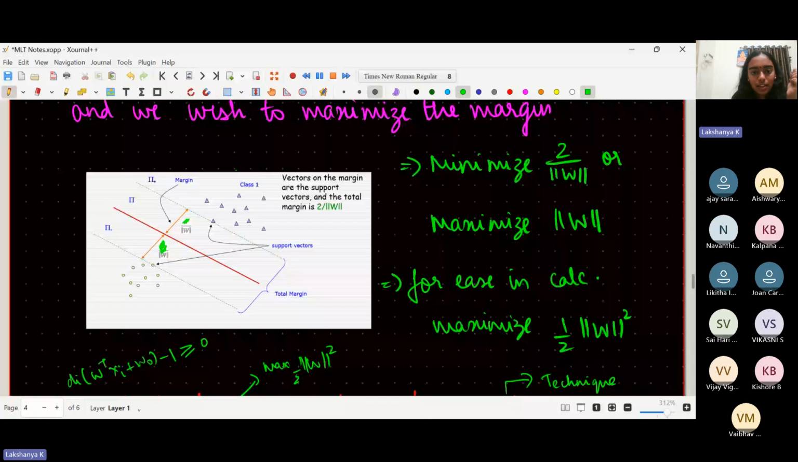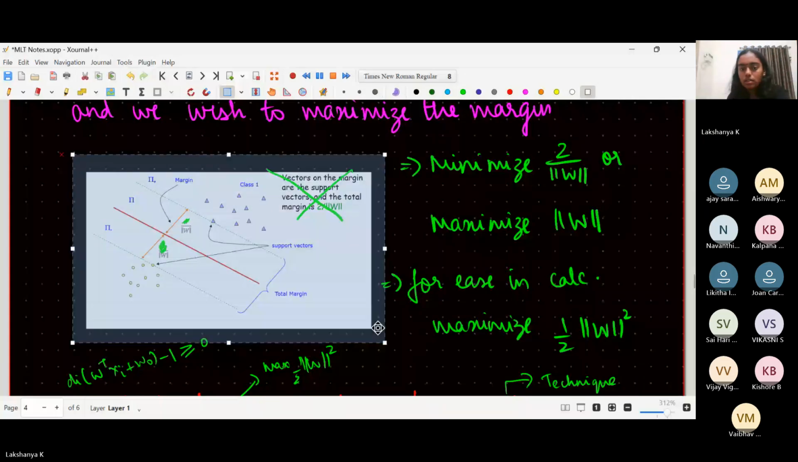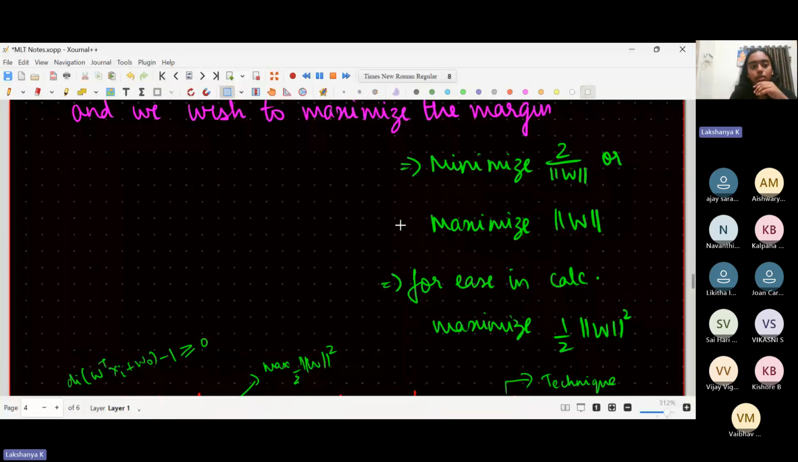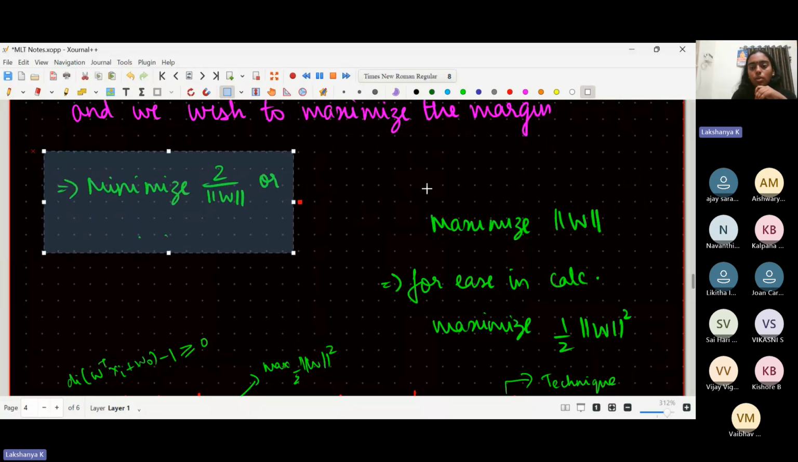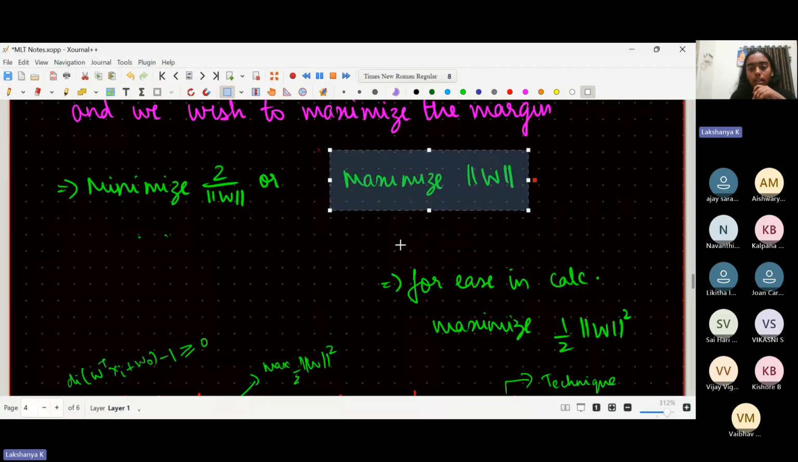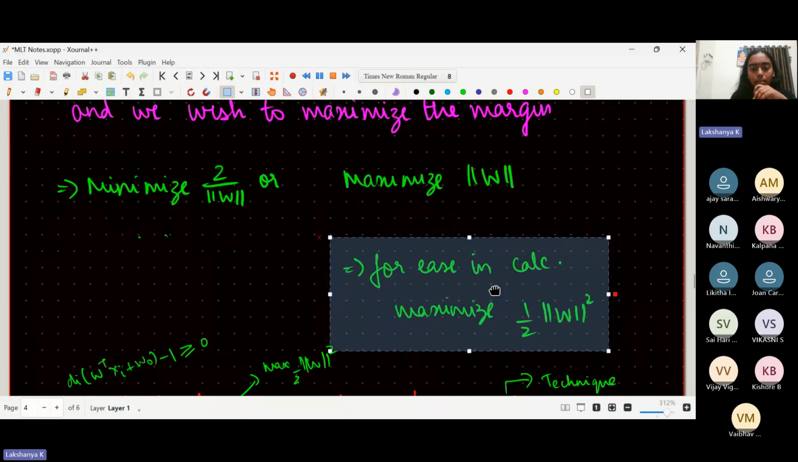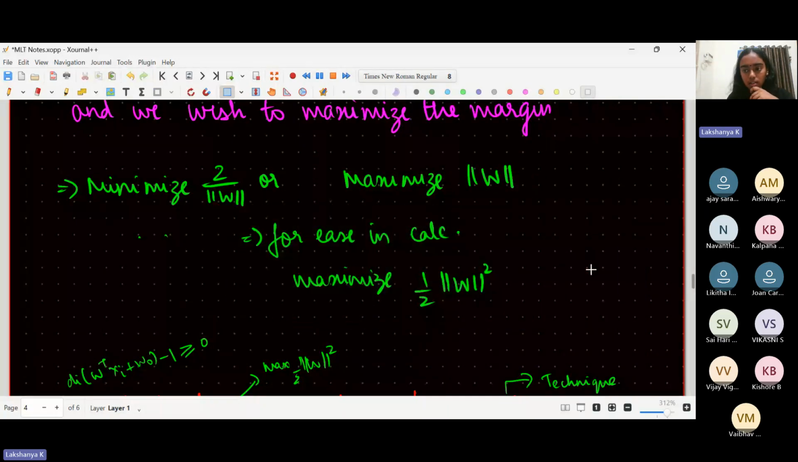Okay, the picture is wrong. I'm sorry, I didn't look at it before I picked it up from the source. Right. So again, there is a bit of linear algebra behind this, but your final objective will be to minimize 2 by W, or to maximize W. Right. That's the thing. I'm sorry, the picture was wrong. Okay.